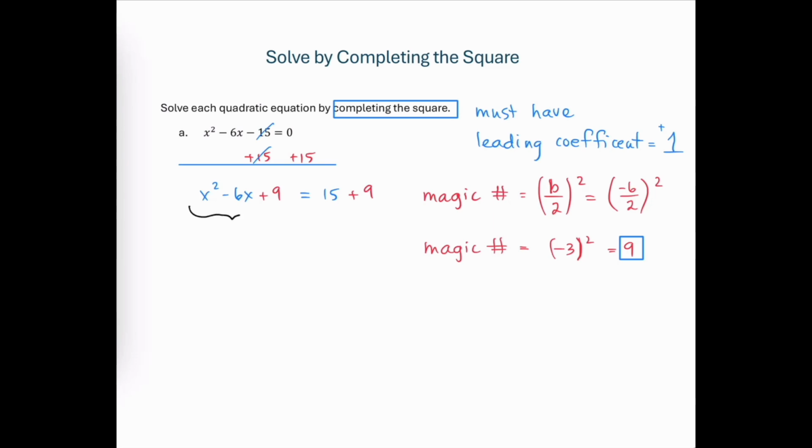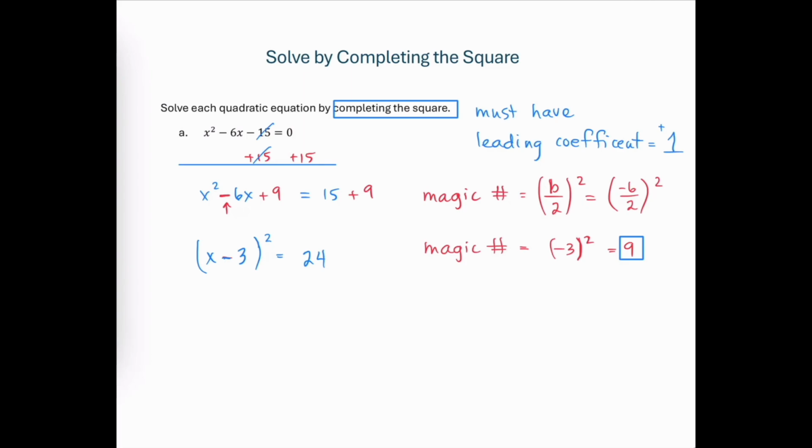So now what we've created here is a perfect square trinomial on the left, and that's going to factor into a binomial squared. On the right, we have 15 plus 9, which is 24. And let's look at this factorization on the left. A perfect square trinomial is always going to factor into x. The sign is going to match what's inside here, so that's going to be minus. And the value that we factor into here is going to be what we had before we squared that quantity, finding the magic number. It's essentially the square root of the magic number, so we have minus 3 in the factorization.